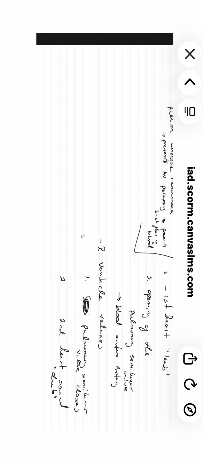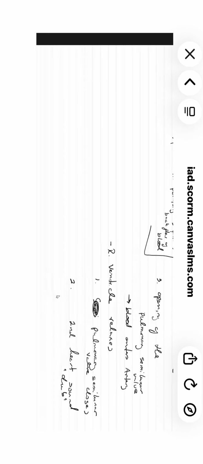So the first heart sound is caused by what? Closing of the AV valve. The second heart sound is the closing of these semilunar valves. And so far we're only speaking of one side.